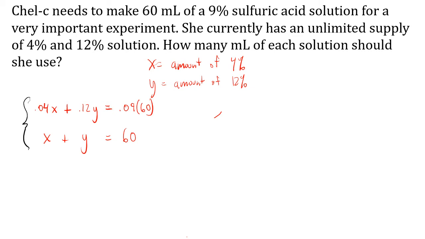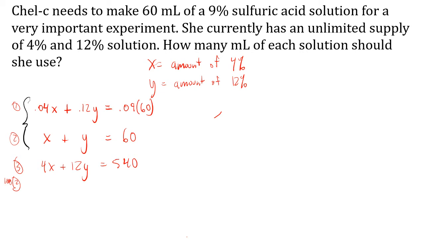So let's do that. If this was equation 1 and this was equation 2, I'll say equation 3 is just 100 times equation 1. So equation 3 is going to be 4x plus 12y equals 540. Okay, now all I need to do is solve a system here, and I think substitution or elimination would be equally doable here, but I'm going to go with elimination. So I'm going to multiply here.